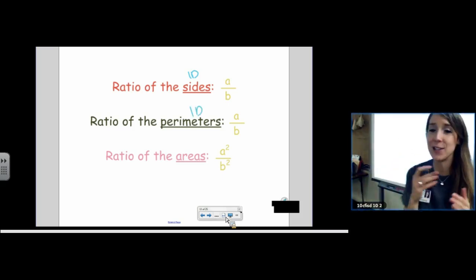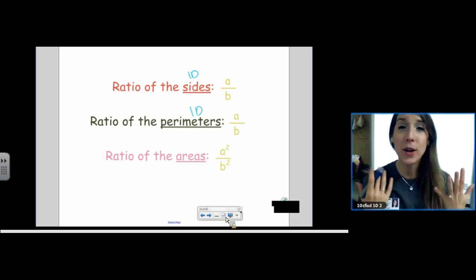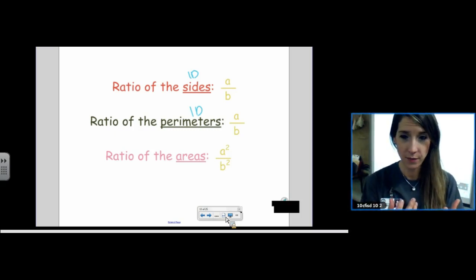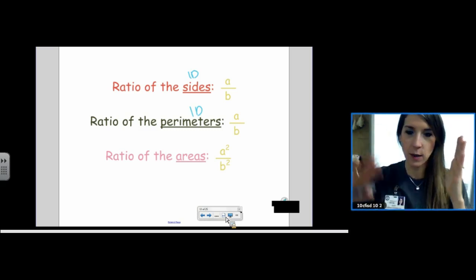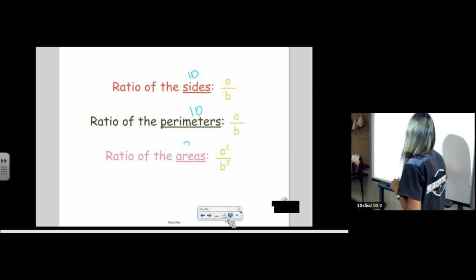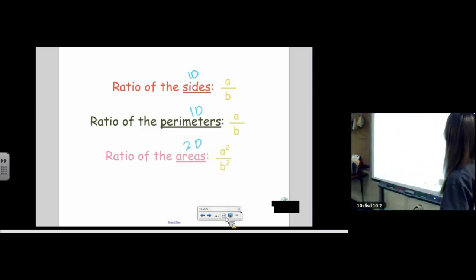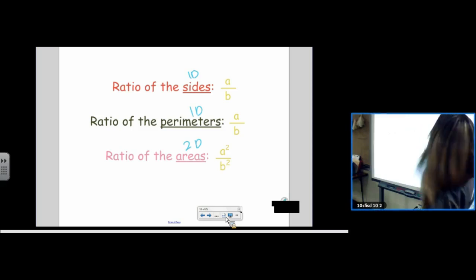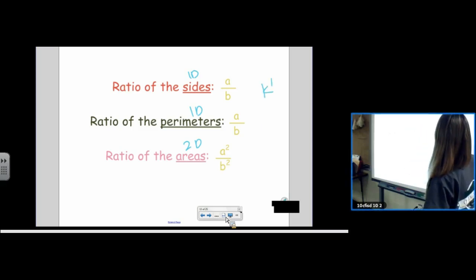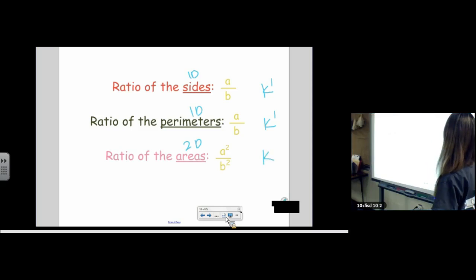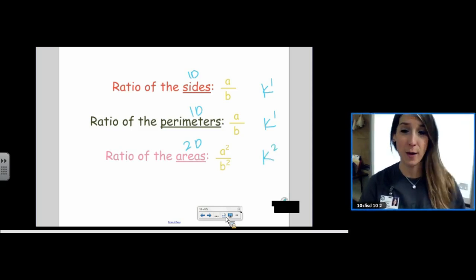So the sides are all one-dimensional. Perimeter is a one-dimensional value. But when you find the area, when you fill in the shaded region, that's two-dimensional. So you can think of these as, some people write it as a scale factor of k. This would be k to the 1, and then k squared if k was your scale factor.